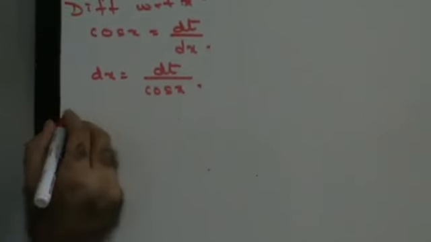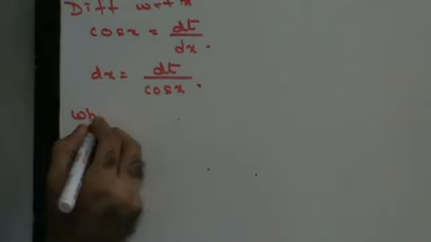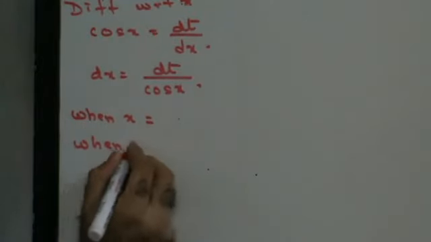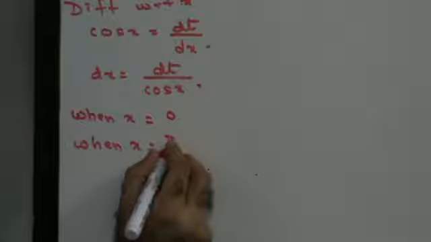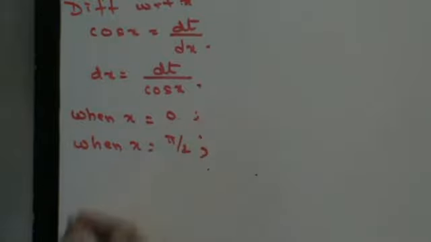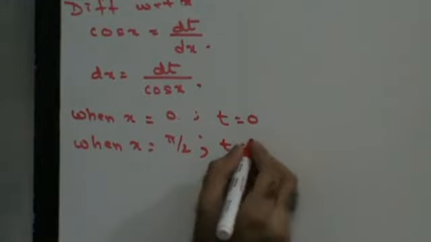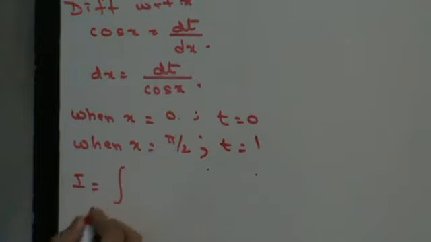Right? Now what are the two values that x can have? When x is equal to 0 and x is equal to pi by 2. When x is 0, sin of 0 is 0. Substitute the value of x as 0 here. When x is pi by 2, sin 90 is 1. Right? So this will become I is equal to, instead of 0 you will write 0, instead of pi by 2 you will write 1.